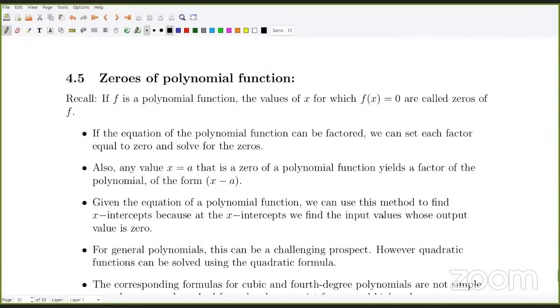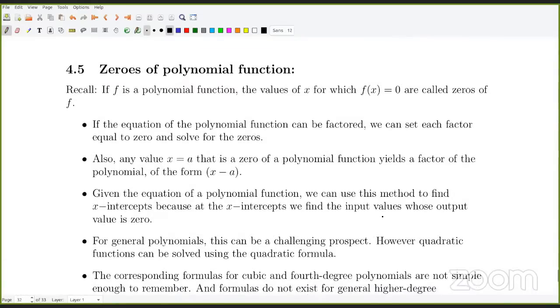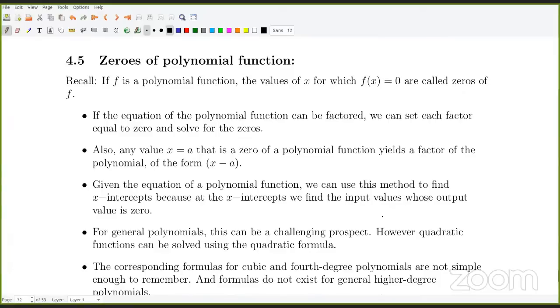And how do we find zeros of a polynomial? Zeros of a polynomial are nothing but roots of a polynomial function. In order to find the roots of a polynomial function, what we have to do is replace f of x with 0.